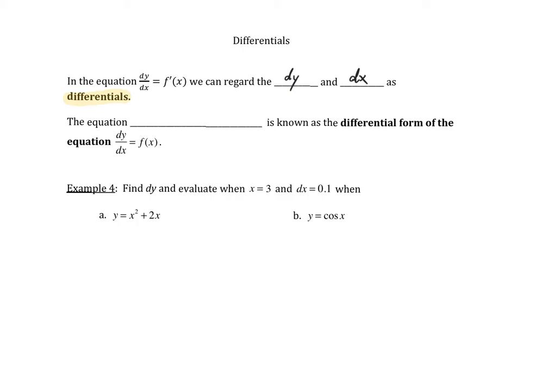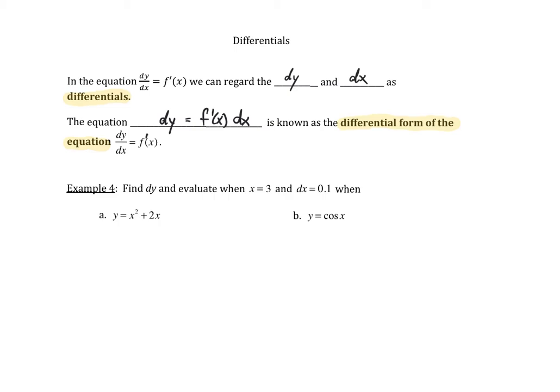The equation dy is equal to f prime of x times dx. This is known as the differential form of the equation dy/dx equals f prime of x. Okay, so let's look at a couple of examples.